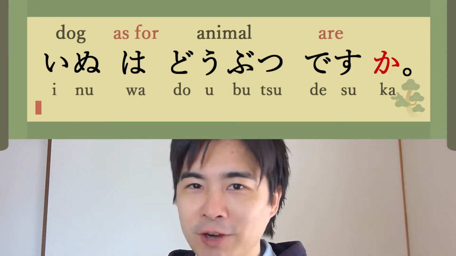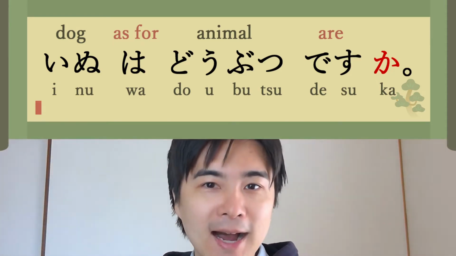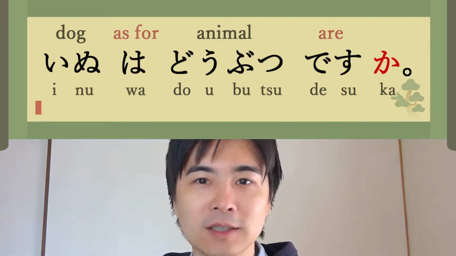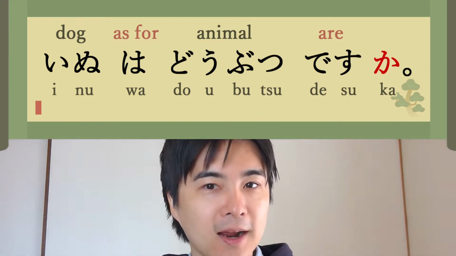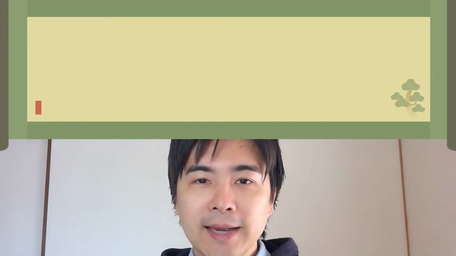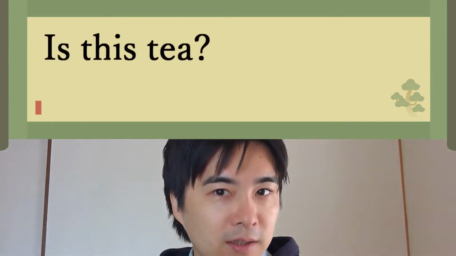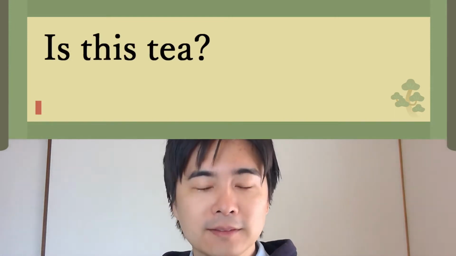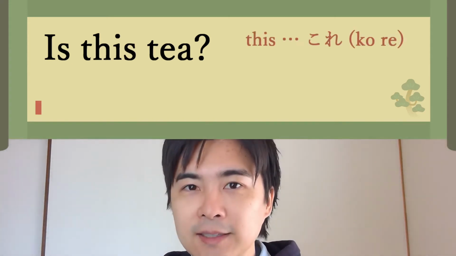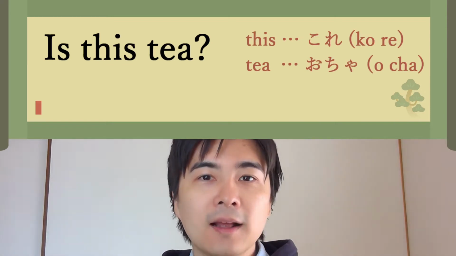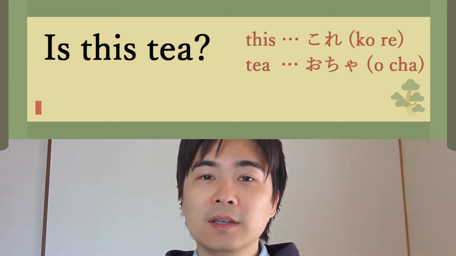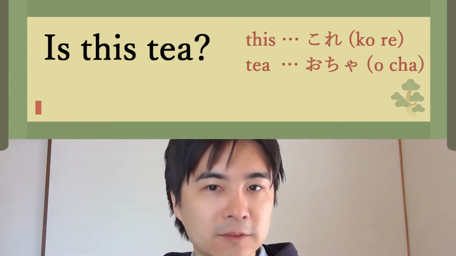It's not that difficult, right? You just need to put か at the end of the sentence. And it becomes an interrogative sentence because of the question marking particle, か. So let me ask one question now. How do you say, is this tea? To give you hints, this is これ and tea is お茶. So how do you ask, is this tea? If you want to think for a while, please stop this video and think.